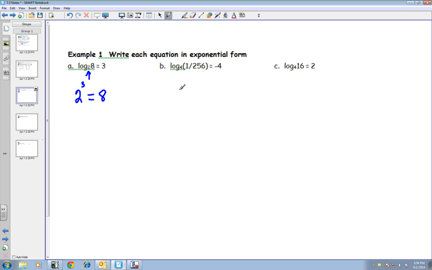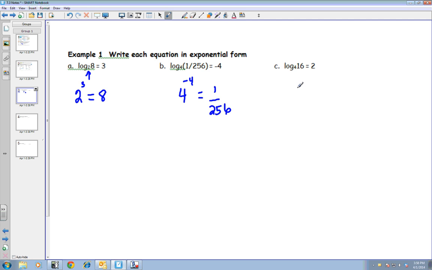Okay, so let's do part B. What is my base? My base is 4. My exponent is always the number on the other side, -4. And that's supposed to equal 1 over 256. So we're not doing any math, we're just rewriting it in exponential form. But I can check it. Is 4 to the -4 this? Yes, because 1 over 4 to the 4th, and 4 to the 4th is 256.